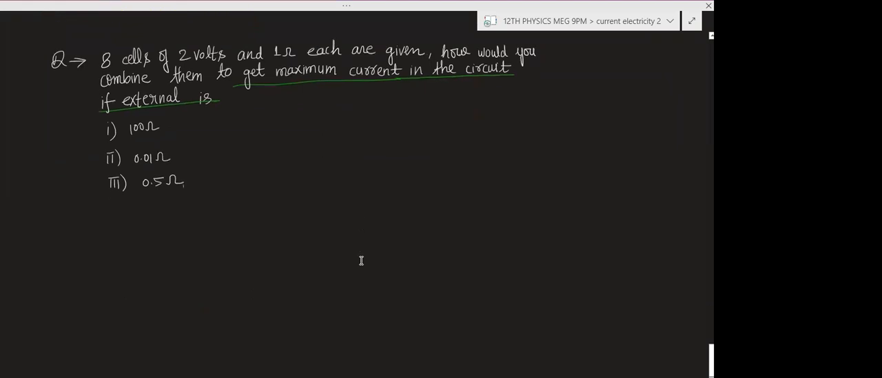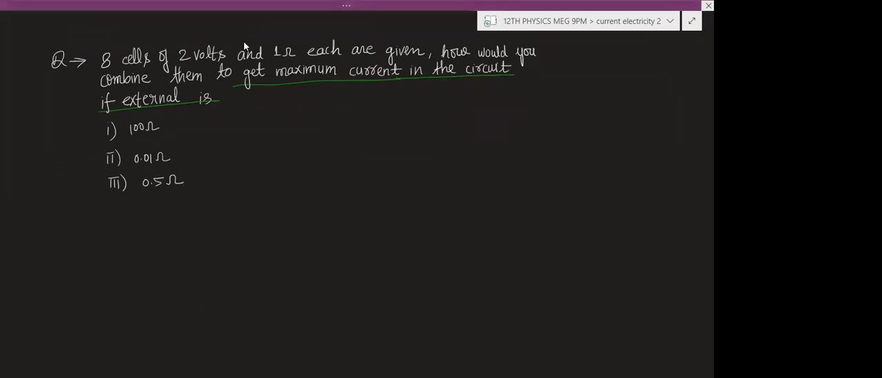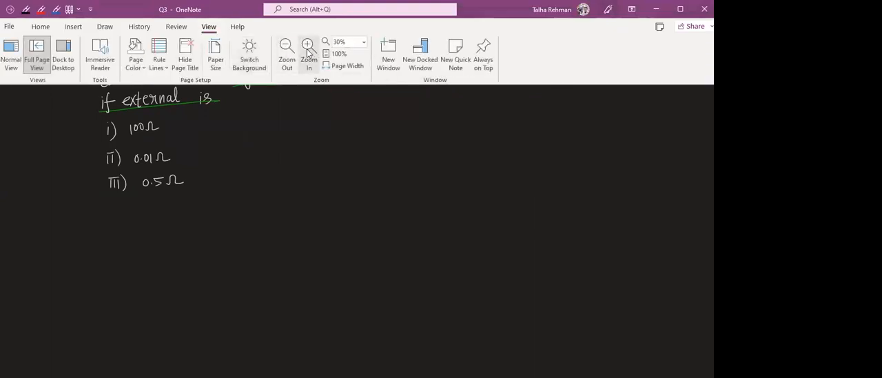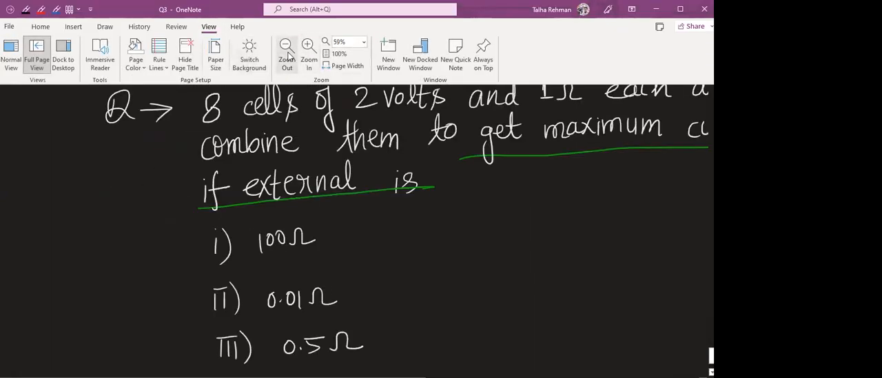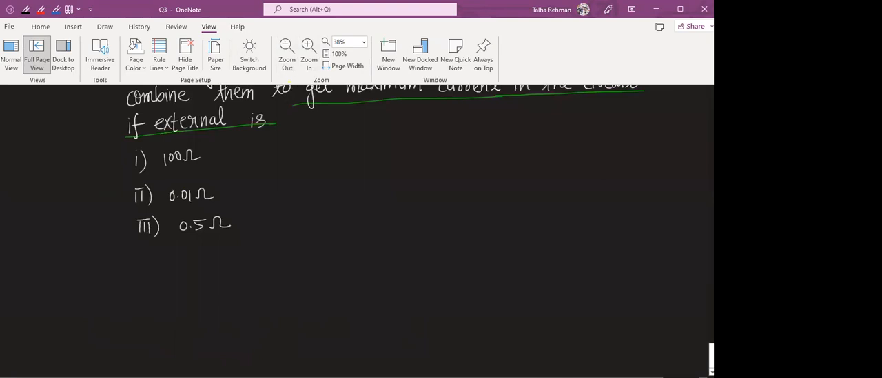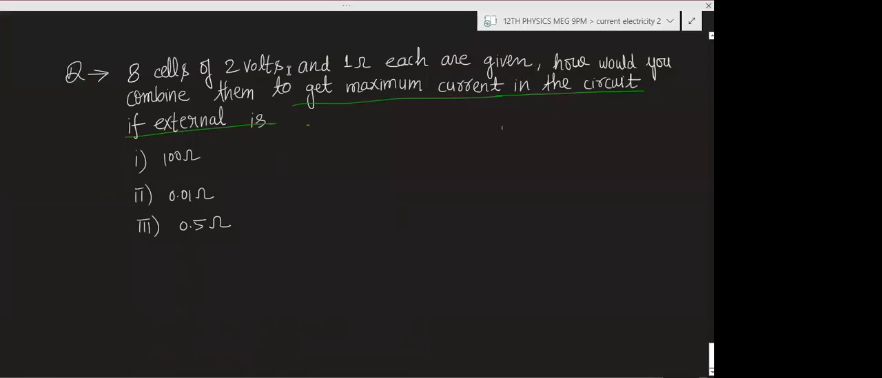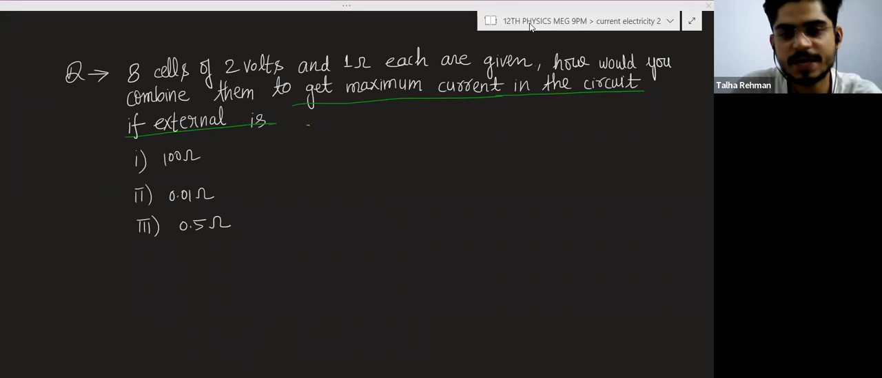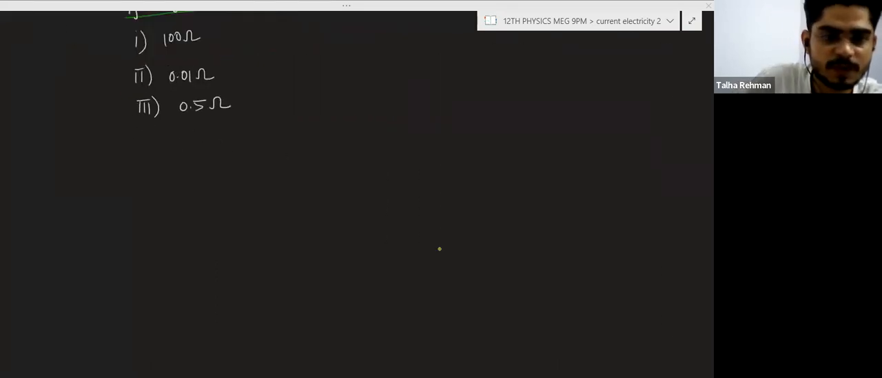So now see this question. Here we have 8 cells of 2 volts and 1 ohm each. How would you combine them to get the maximum current in the circuit, if the external resistance is this, or this, or this? So I am solving the first part.